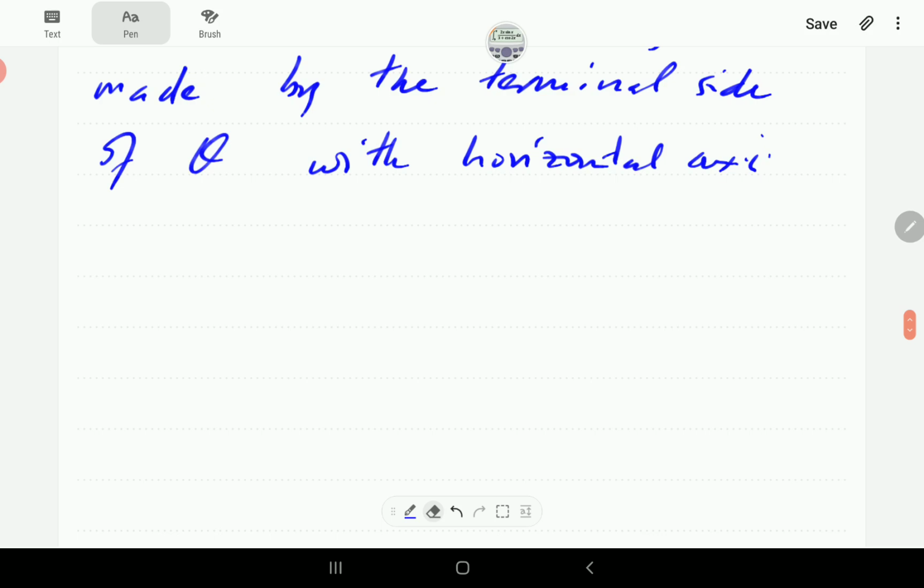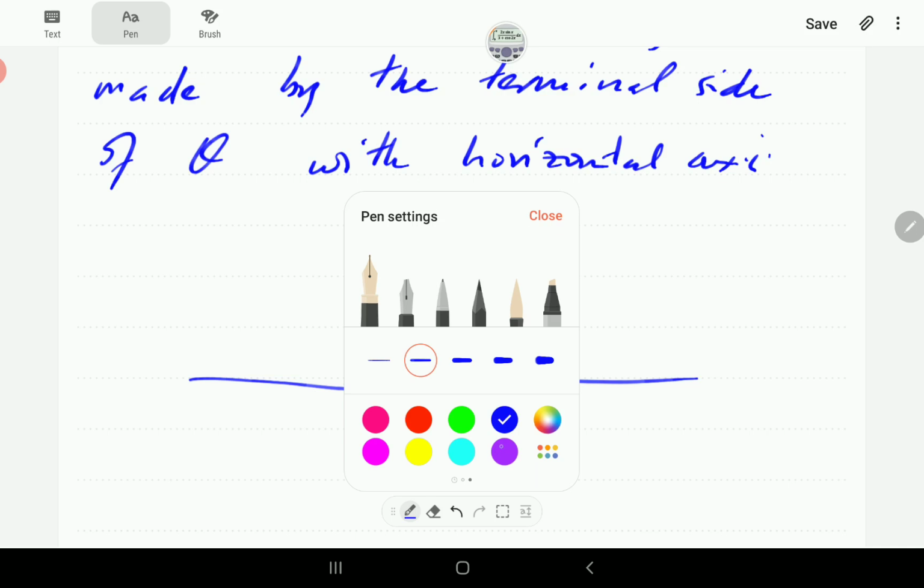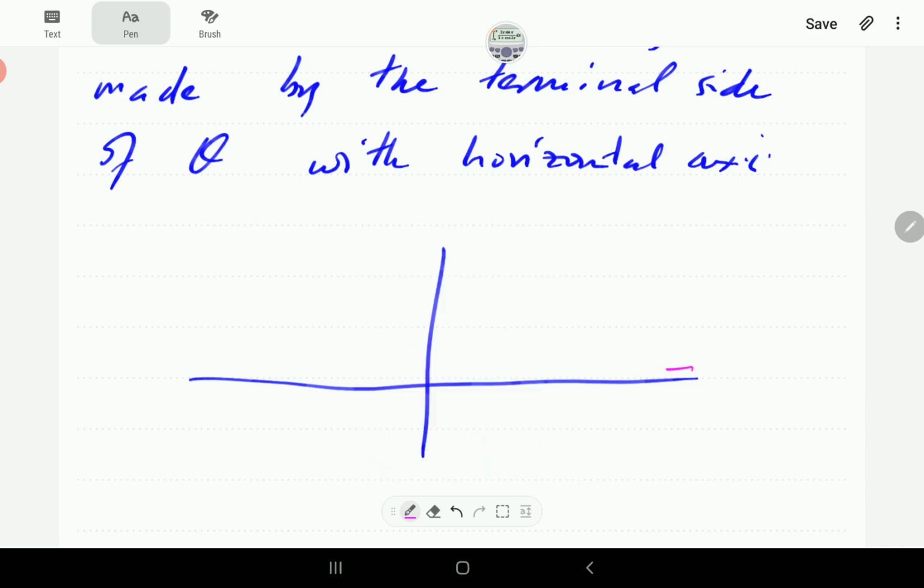So what is this saying? For instance, suppose we have an angle in the first quadrant like this. So there's the terminal side. There are two angles it makes with the horizontal axis.